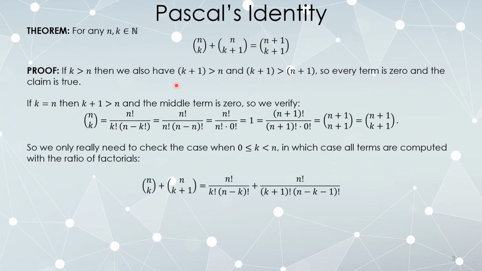Then let's take a look at the left-hand side here. N choose k plus n choose k plus 1. N choose k is computed as n factorial divided by k factorial times n minus k factorial. And n choose k plus 1 is computed as n factorial divided by k plus 1 factorial times n minus parentheses k plus 1 factorial. And if you distribute that minus out, you get this right here.